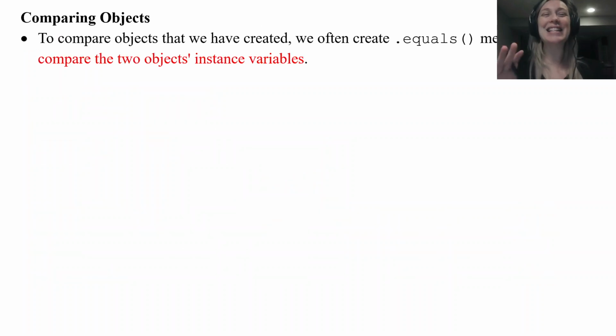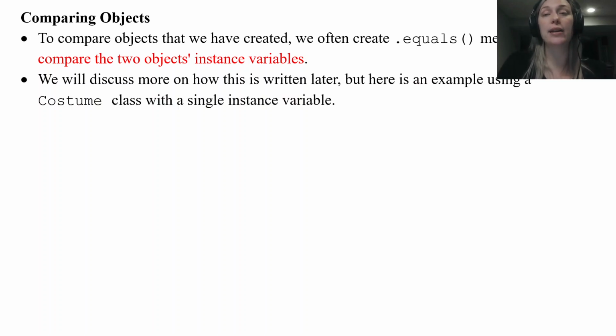The last little bit I want to talk about is comparing objects. So that's comparing strings; we use the .equals. We can also make a .equals method to compare two objects' instance variables. So we've created objects before, we haven't really compared them yet. We are going to learn how to write the .equals method in Unit 5. So in Unit 5, we're going to talk about writing it specifically for our objects. But here's an example of what it might look like.